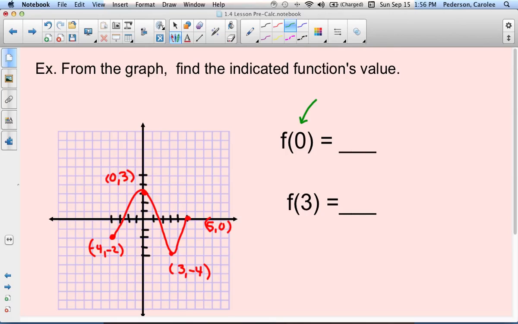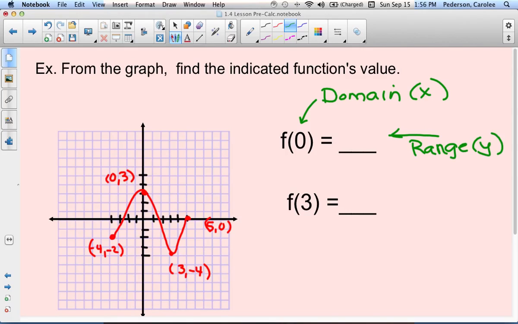Remember, when you evaluate, this represents your domain, your input, or your x value. And then what you get out is your range, or your y value. So if we come over to this graph and we want to find x being 0, here's my x-axis. I would go over on the x-axis to 0, go up, and read what that number is. That number on the y value is 3. So I'd say f of 0 is 3.